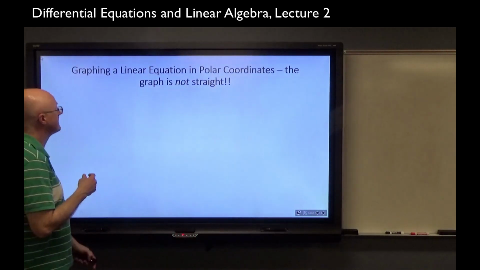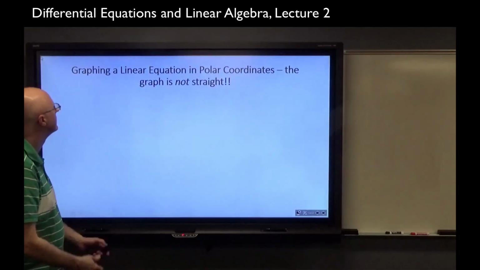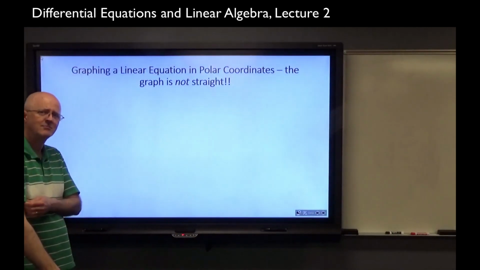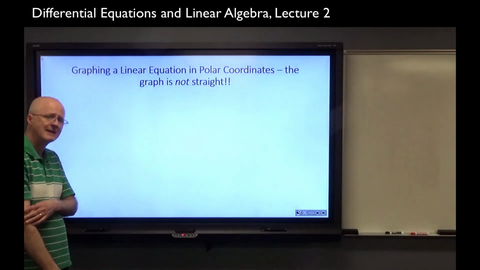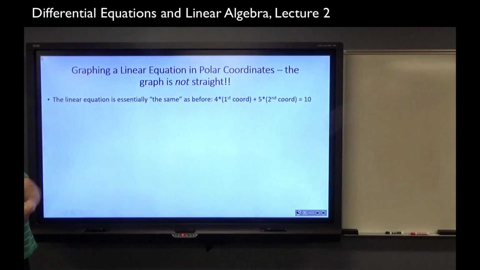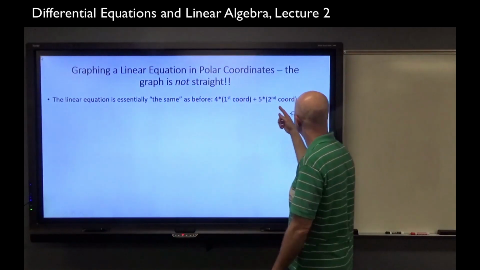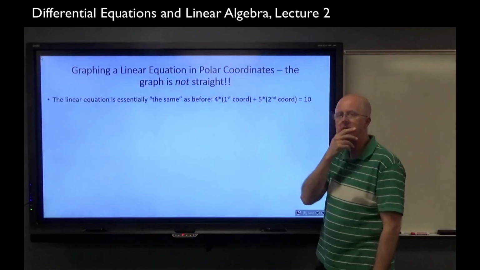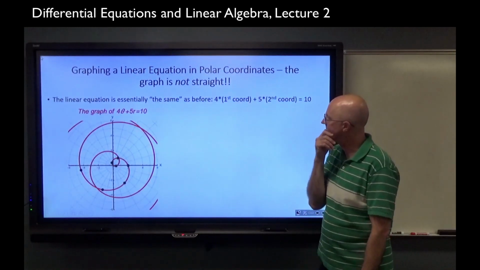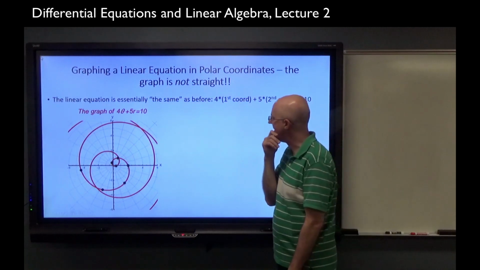What if you graphed a linear equation in polar coordinates? This is the last slide. Have you heard of polar coordinates before? I hope you have. Should have had it in maybe pre-calc or calc at some point. It's going to be the same linear equation as a couple slides ago. 4 times the first coordinate plus 5 times the second coordinate equals 10. What's a polar coordinate system? Here it is, and there's the graph of this linear equation. It's not a straight line.